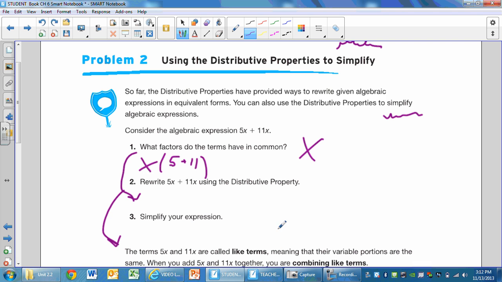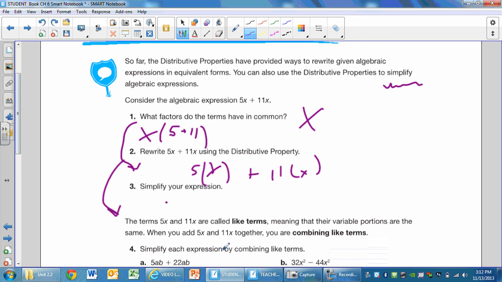So sorry, I did big steps fast. We could have written 5 times x plus 11 times x. We combine the 11 and 5, pull out the x, number 3. There we go. Sorry, that was confusing. I apologize. But basically, you look and see what's in common. Well, 5 and 11 are prime. That doesn't work. The x is in common.